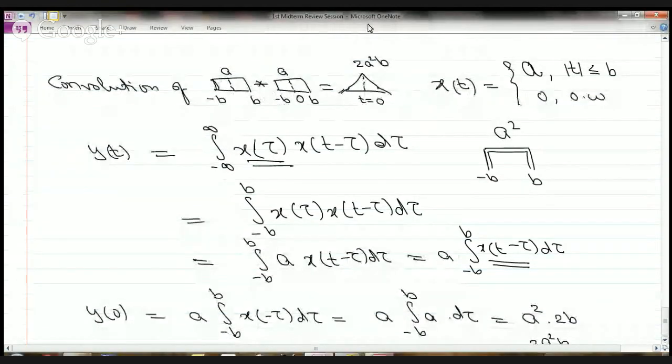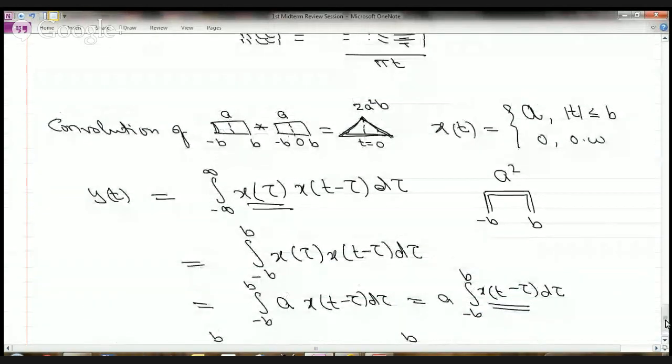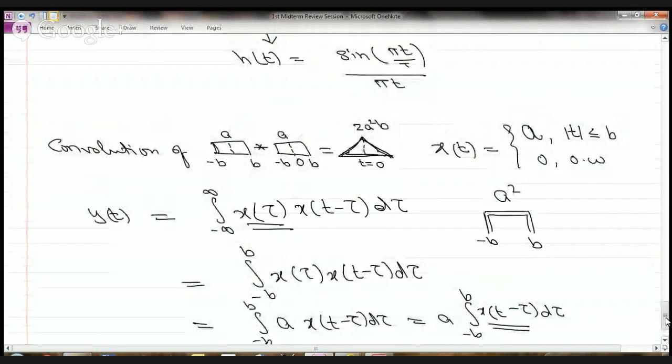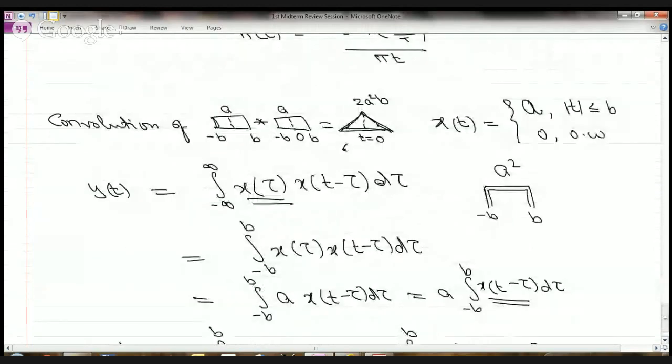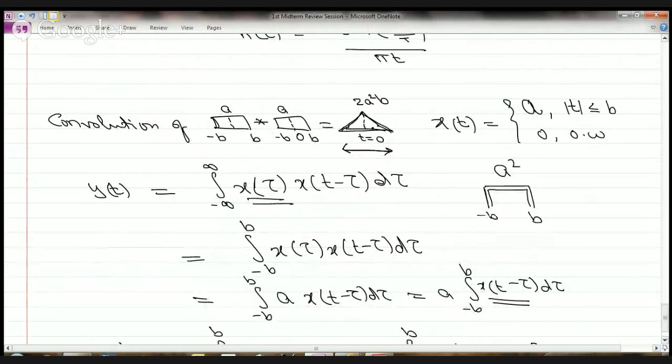Now, as far as figuring out where these endpoints are going to be, you can go through it formally, or you can also use the fact that the length of this whole output sequence is going to be the length of one sequence plus the length of the other sequence. So this is going to be 4b. So this endpoint is going to be at minus 2b, and this endpoint is going to be at 2b. Okay.